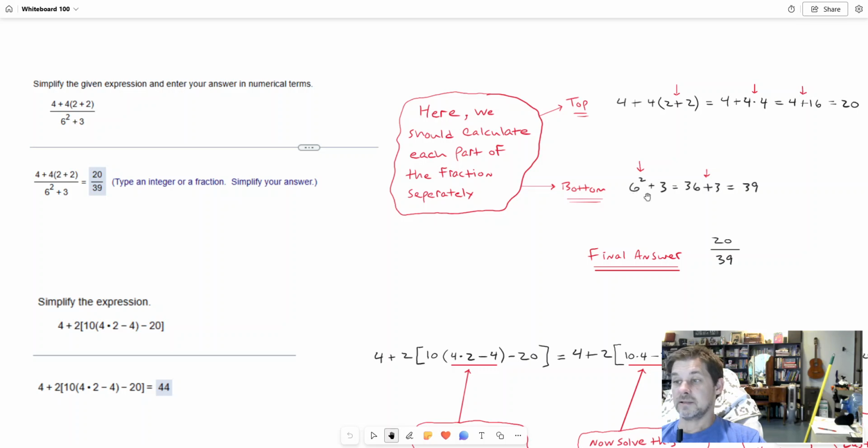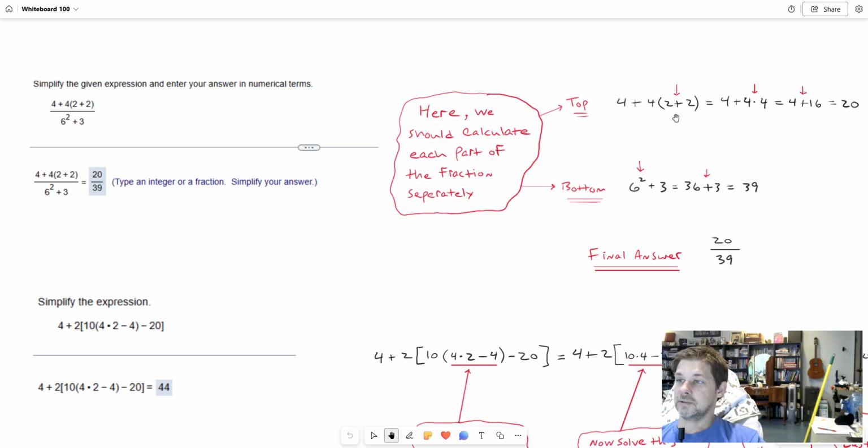And then my final answer is, well, I get that number on top, whatever it is, and the number on bottom, whatever it is, and I get some final answer. Okay, so let's look at it. I get 4 plus 4 times, parentheses, 2 plus 2. So we always start inside parentheses before we do anything else. 2 plus 2. I do that first, right?